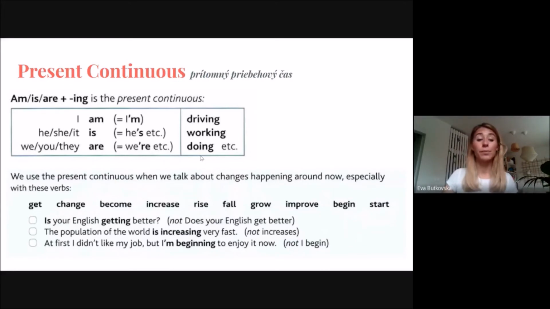So for example, is your English getting better? So it's a change happening over time. Getting better, it takes time. Or the population of the world is increasing very fast. As well, it takes time. So therefore, we use present continuous.